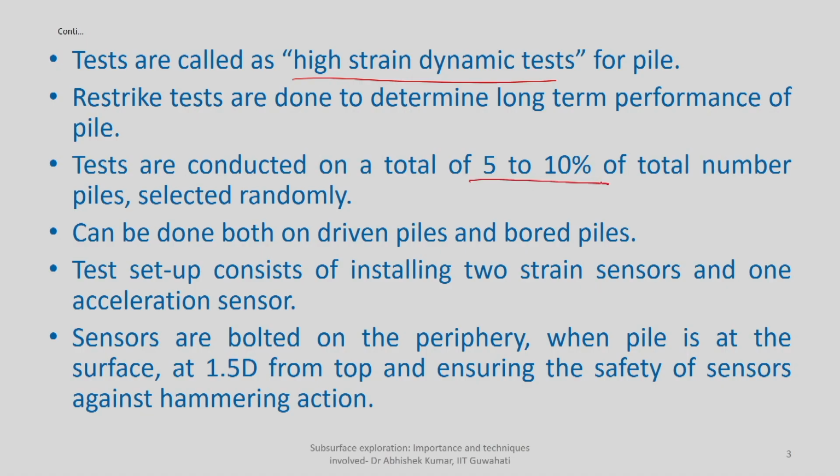So, you need not do the test on all the piles. Suppose at a particular site you are installing 50 piles or maybe 100 piles. This kind of test is to ensure the bearing capacity of the pile foundation, as well as to ensure the stresses developed during a hammer impact are not causing any kind of failure. So, you can randomly select 5 to 10% of the total number of piles. If there are 50 piles, you can go for anything like 3 to maybe 5 piles or more than that, just giving an example.